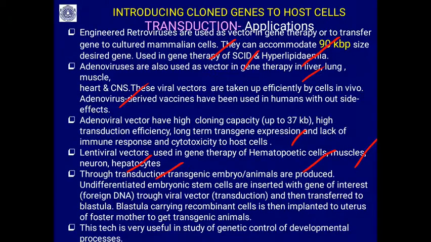Through transduction, transgenic embryos can be produced and transgenic animals are produced. Undifferentiated embryonic stem cells are inserted with the gene of interest, foreign DNA, through a viral vector by transduction, then transferred to the blastula. The blastula carrying recombinant cells is then implanted into the uterus of a foster mother to get transgenic animals. So, this is a popular method of producing transgenic animals using the transduction technique. This technique is very useful in the study of genetic control of developmental processes. So, in research also this method is used.